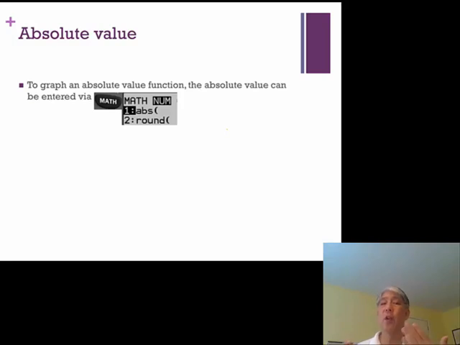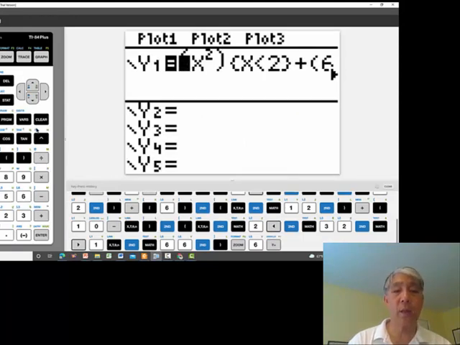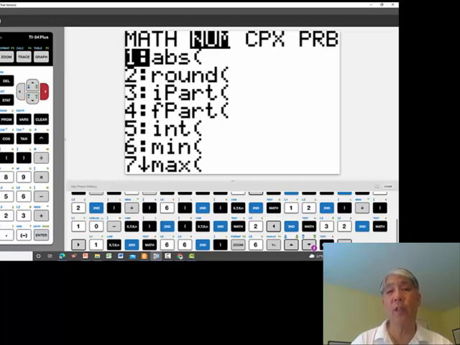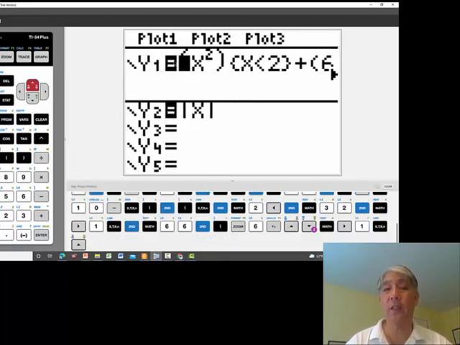Absolute value is nothing more than a piecewise function when the value inside is greater than 0 and the value inside is less than 0. But our calculators can do that pretty much off the bat because we have the absolute value function under the math keyword. So if I want to graph something as an absolute value, I could hit math, move over to the number, and the first one is absolute value. So I could say absolute value of x, and I'll ask it to graph that.